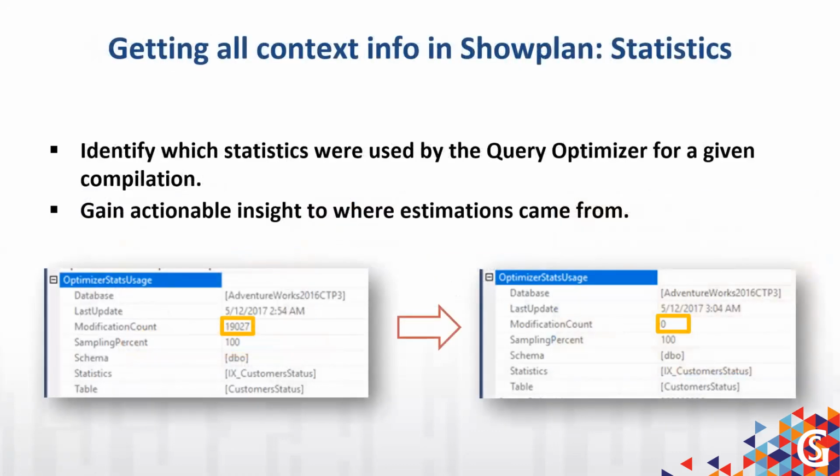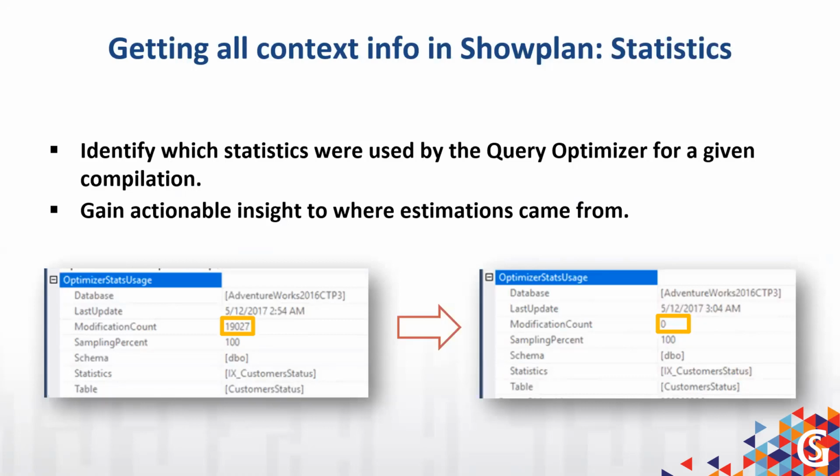Now, other aspects have to do with statistics. Statistics are the building blocks for the query optimizer. It's how the optimizer has a grasp of the underlying data in all the tables that a specific query is accessing, and therefore understanding the status and which statistics were loaded by the optimizer to optimize this specific query is super important.